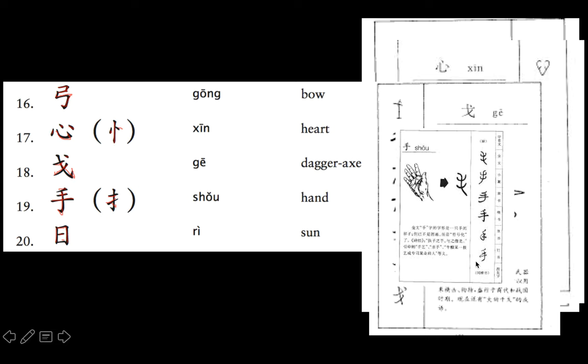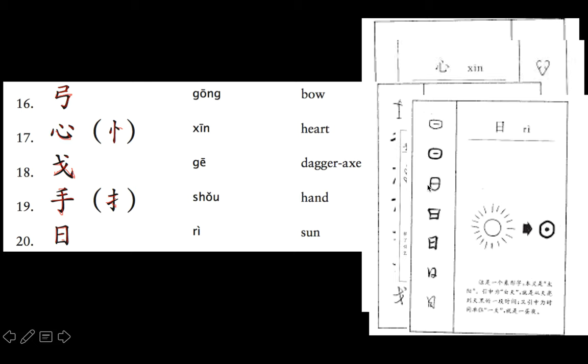And the last one, ri, sun. Traditionally, it's written like a circle with a dot in the middle. Nowadays, shu, heng, zhe, heng, heng. It's a square with a heng in the middle.